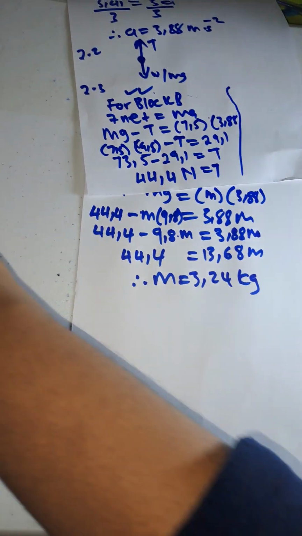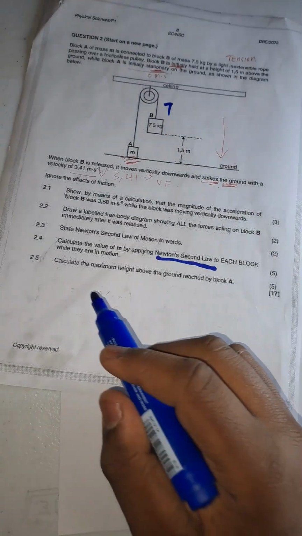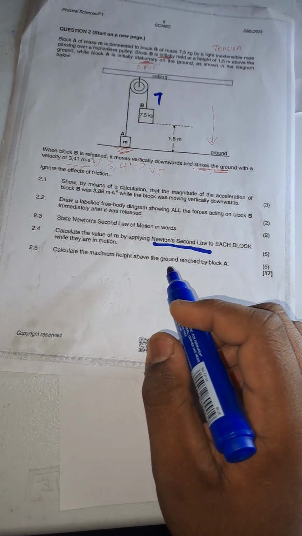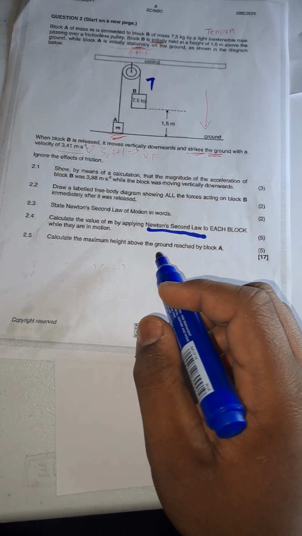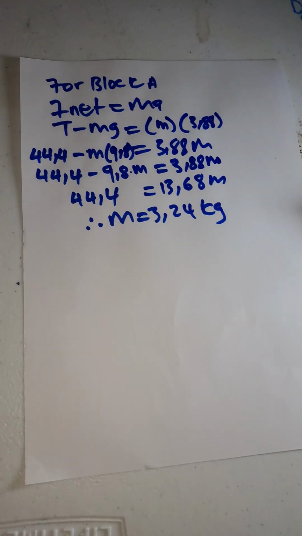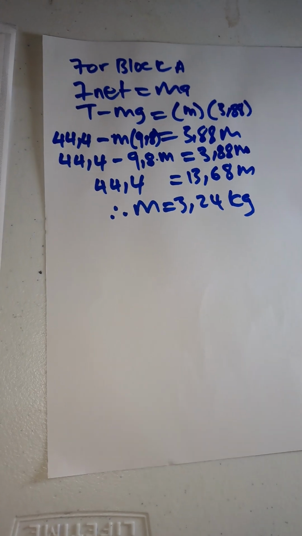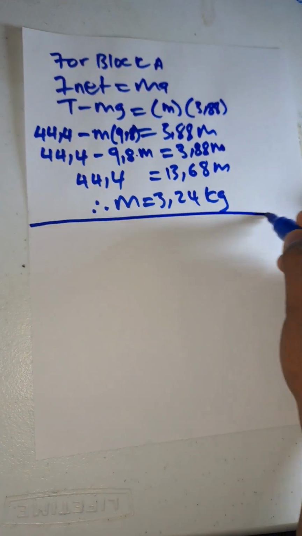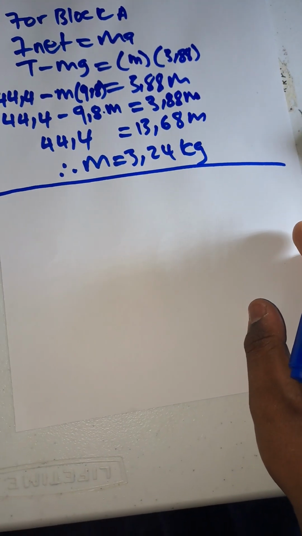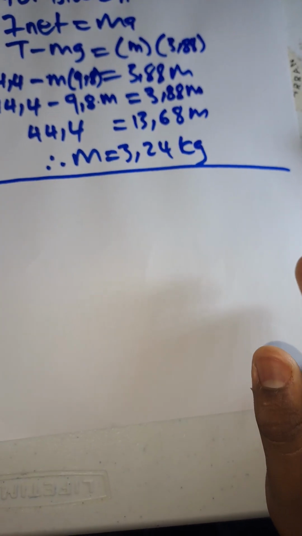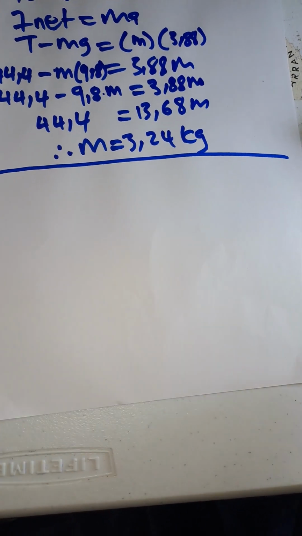Now let's continue. They are saying: calculate the maximum height above the ground reached by block A. See, now you still have a lot of work to do. Before we start, let's just check what we have. I'll use the final velocity, the initial velocity, the acceleration and the distance.